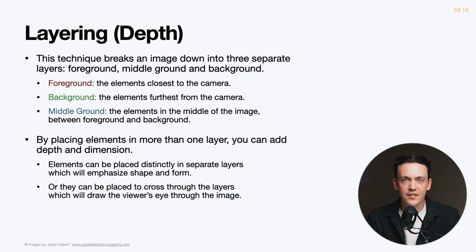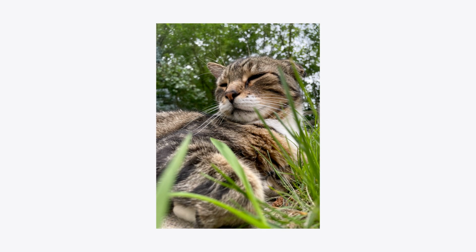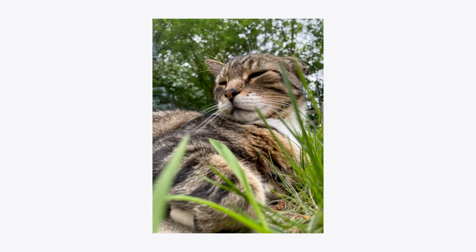The next technique, which is layering, breaks an image down into separate layers as foreground, midground, and background. When we take an image, we are replicating a 3-dimensional environment onto a 2-dimensional plane. When we do this, we lose a lot of the depth and dimension that we naturally see in our world. By using a technique called layering, we can reintroduce some depth and dimension back into our images.